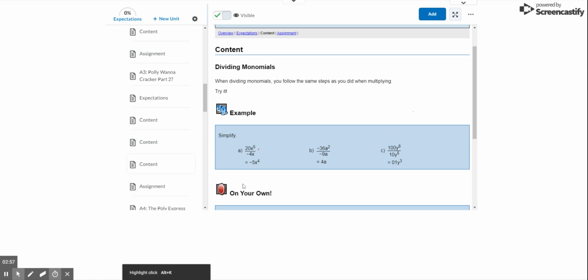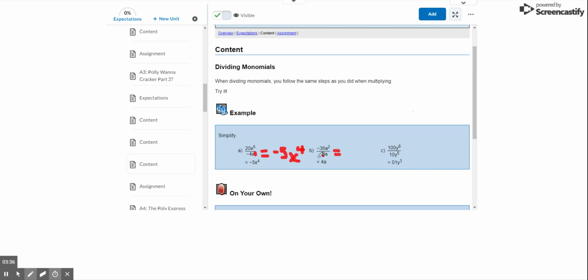So let's continue with these examples. I'm just going to explain what's being done here. We're dividing 20 by negative 4, and that's how we get negative 5. If there's no exponent on the letter, 1 is always there, so we have x, and 5 minus 1, that's how we ended up with the 4. So you divide the coefficients first, and then you would work through the variables.